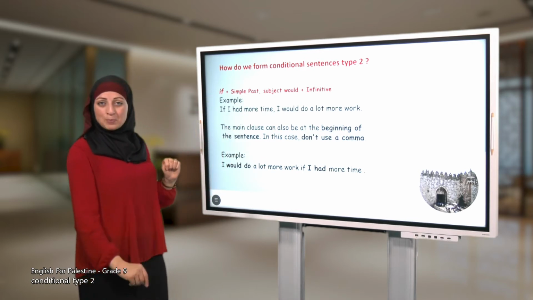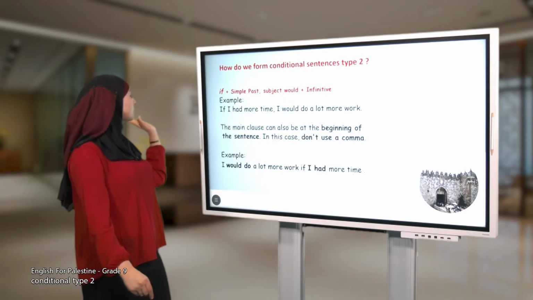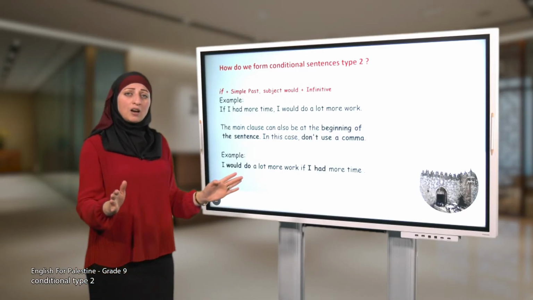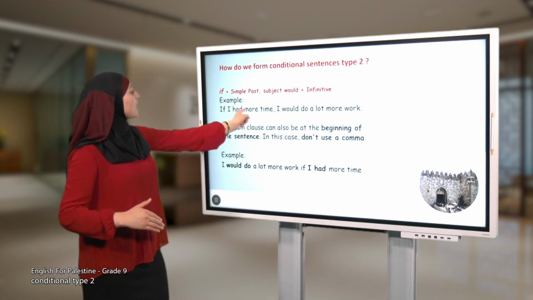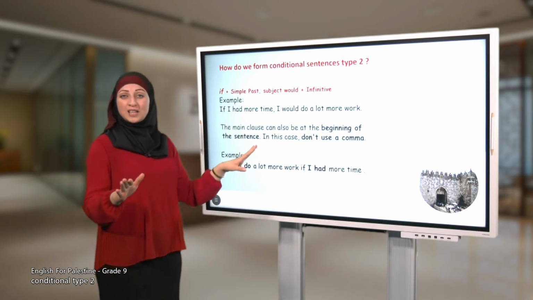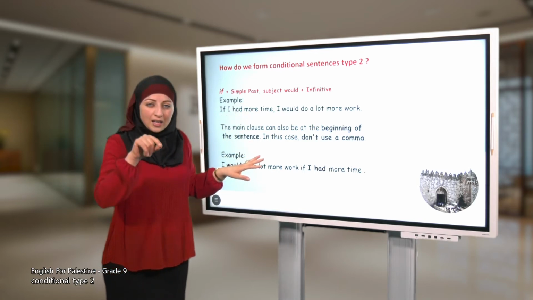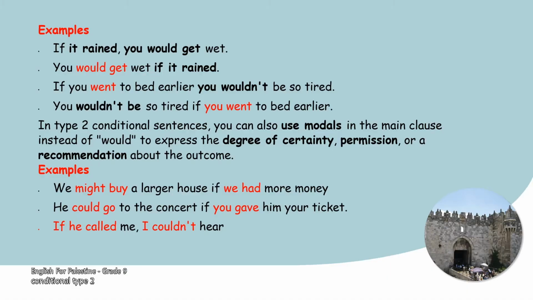I have an example here. If I had more time, I would do a lot more work. So, the main clause can be at the beginning of the sentence. I can say, I would do a lot more work if I had more time, without using a comma in the middle. Let's continue.